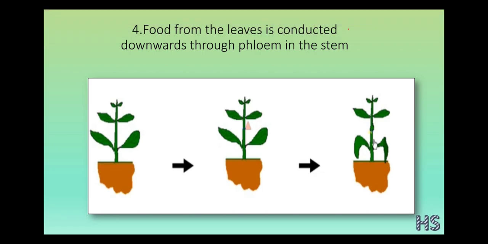Food from the leaf is conducted downward through phloem in the stem. So this experiment is related to the phloem. The work of the xylem is for the conduction of water, but the work of the phloem is for the conduction of food.